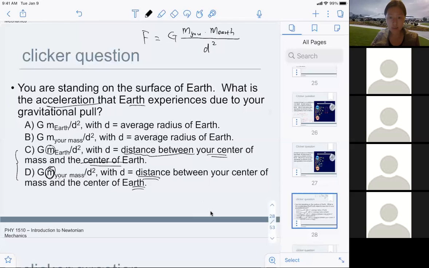So how do we get this acceleration exactly? We know that the force acting on an object is equal to mass times acceleration. F equals ma. That still works. That's still Newton's second law, right?